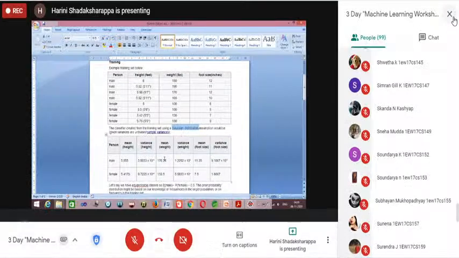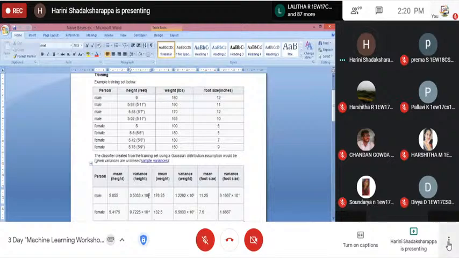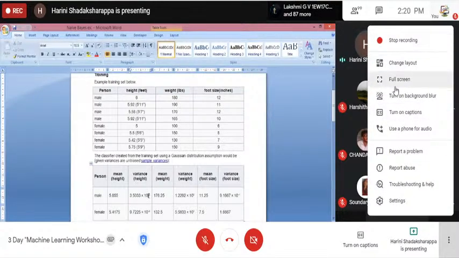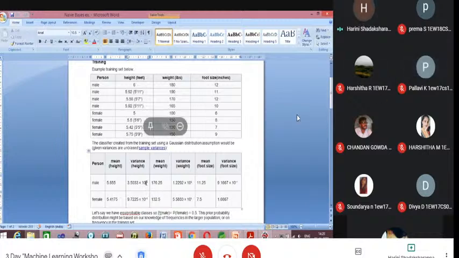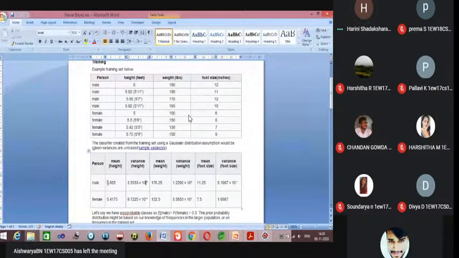So in Gaussian distribution, you saw the formula. To calculate that formula, you would need the mean and variance of each and every feature. So that's why we are finding out the mean and variance of each and every feature with respect to each and every classification. I mean to tell, the classification is the second table. Please refer to the second table. It's male and female. Okay, two different classifications I have.